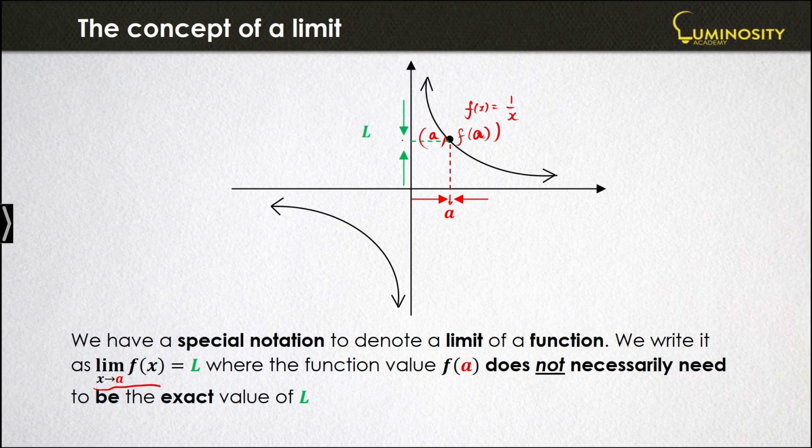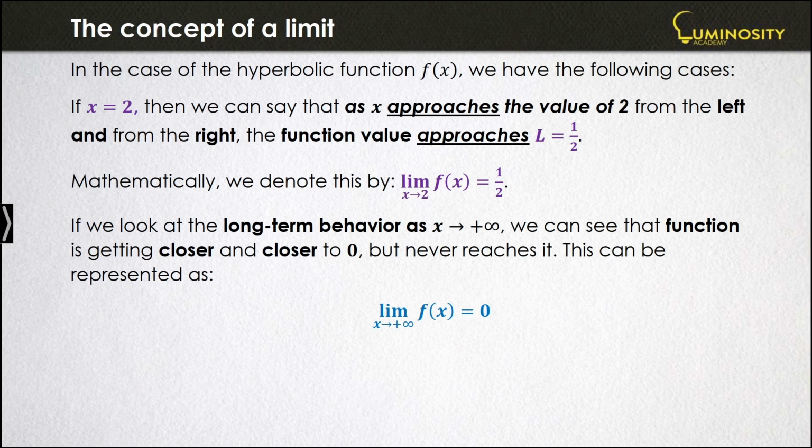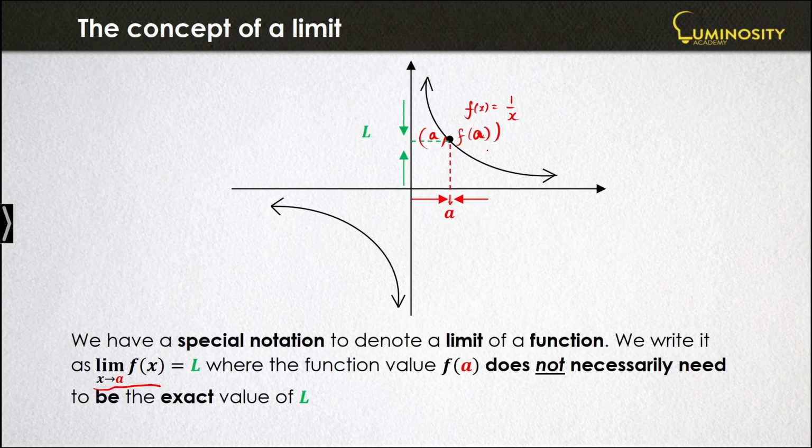So that's the power of limits. Let's see what it means to use a limit. In the case of the hyperbolic function, if we have x equals 2, then we can say that as x approaches the value of 2 from the left and the right, then the function value approaches L equals a half. What do we mean by that? If for example this value of a here was 2, then on the graph f of 2 is 1 over 2, which is a half.